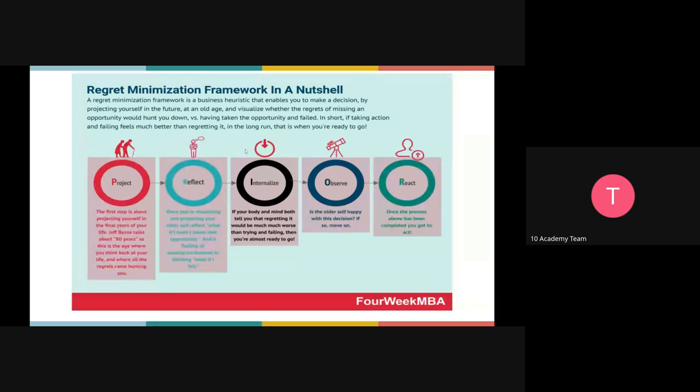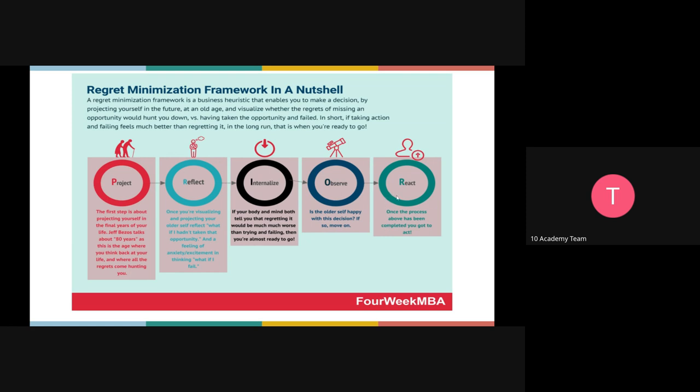Also thinking about analyze. So if your body and mind both tell you that regretting it would be much, much worse than trying and failing, then you're almost ready to go. And then observe if your older self is happy with this decision. If it is, move on with it. If your older self is not happy with the decision that you're making today, then it's not the right thing to do. And this will help you when you're making long-term decisions.